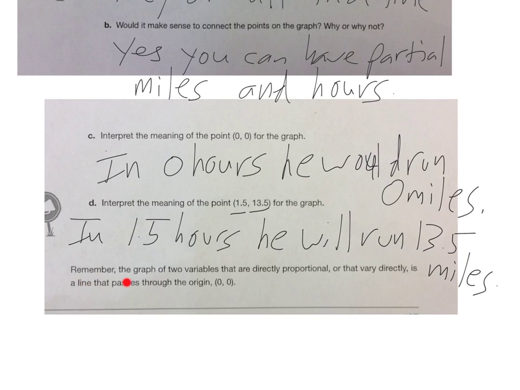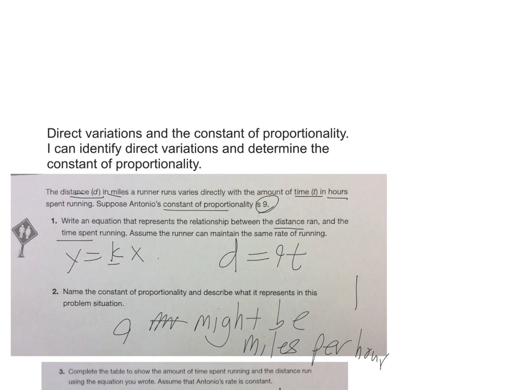Remember that the graph of two variables that are directly proportional, or that vary directly, is a line that passes through the origin. You need to go through the origin here. The final thing I want to add is, like I talked about back at the beginning, that you should be able to identify direct variations. So we know how to do that. You're looking at data points where you have a constant proportionality, and the line that you might draw would go through the origin.